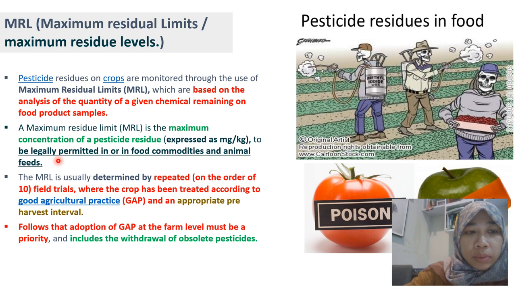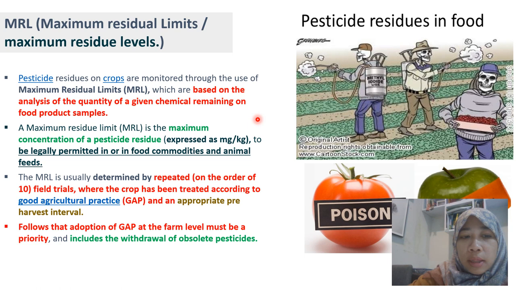The MRL is usually determined by repeated field trials, of the order of 10, where the crop has been treated according to good agricultural practices. In good agricultural practices, or GAP, there is a standard that should be followed by the farmers. There are a lot of standards in GAP.